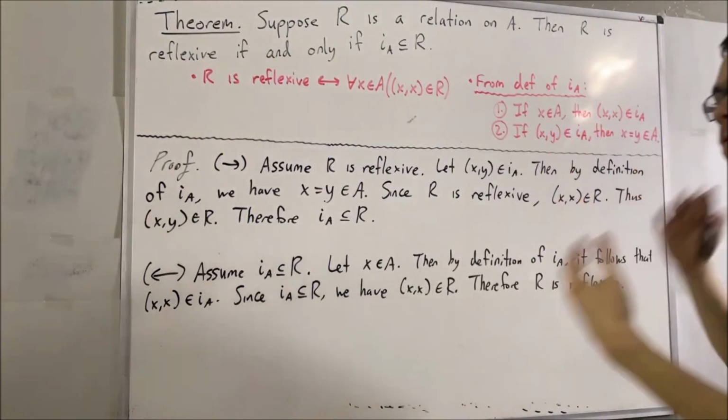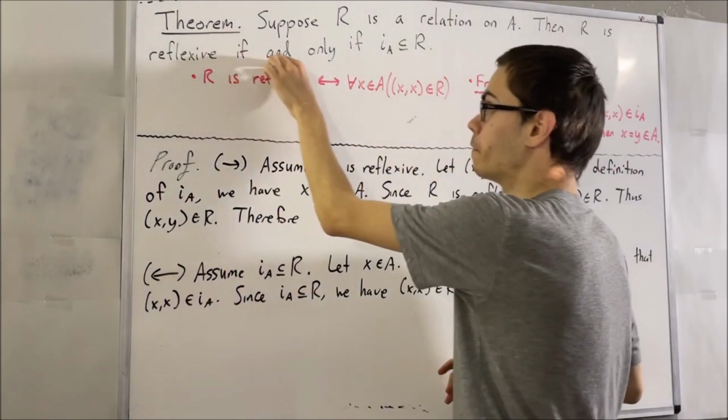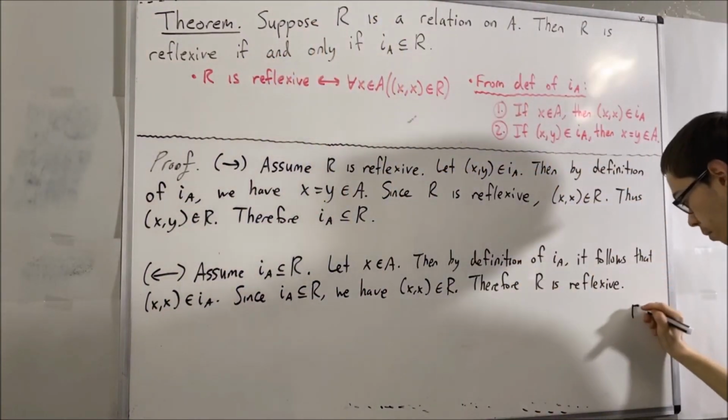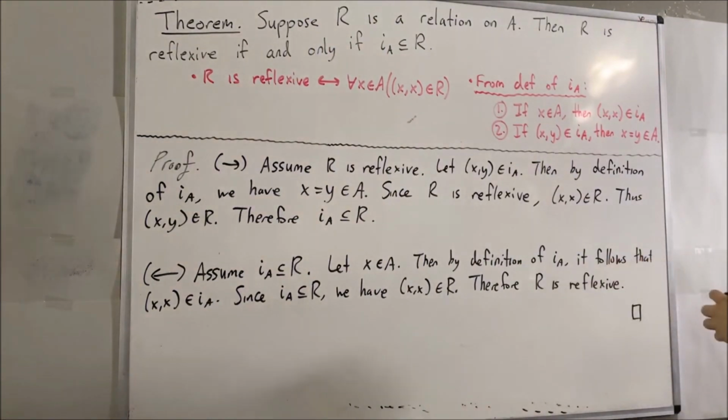So now we have proven both parts of the if and only if, which means we've proven the theorem. So this completes the proof. And so yeah, that's pretty much the idea of how you could prove something like this. And that's pretty much it for this video.